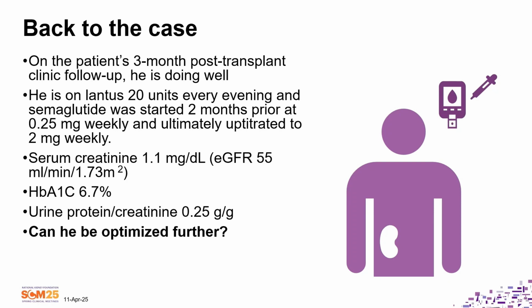On the patient's 3-month post-transplant clinic follow-up, he is doing well. He is on Lantus 20 units every evening, so his dose has been reduced. He's now on semaglutide, which was started 2 months prior at 0.25 milligrams weekly and ultimately up-titrated to 2 milligrams weekly. His serum creatinine is 1.1, his A1C is 6.7. He has minimal proteinuria, 0.25 grams per gram. So the question is, can he be optimized further?